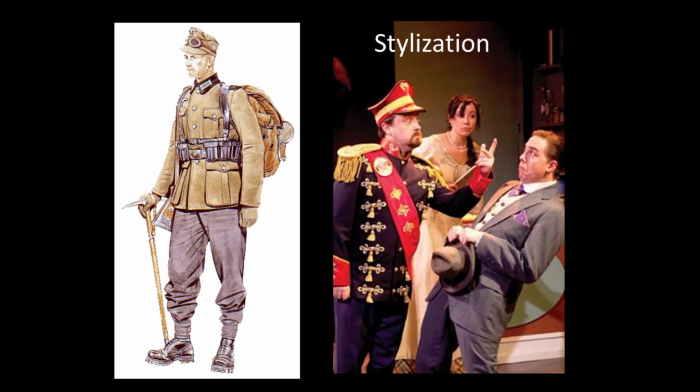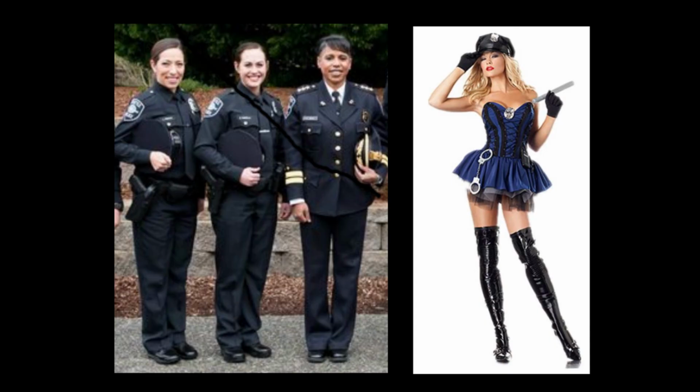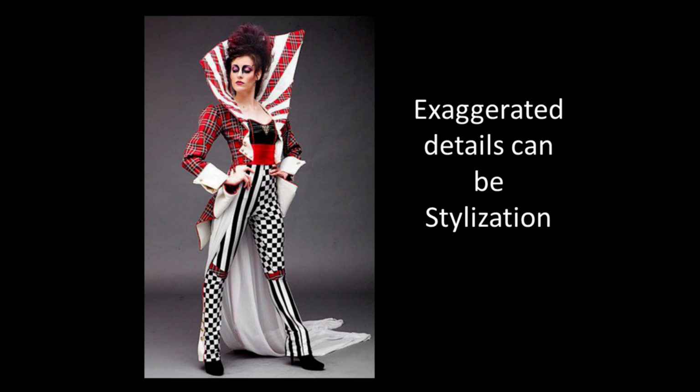Here is another example of stylization. We have a realistic German World War II military uniform on the left versus a stylized uniform costume on the right. Another example of real versus stylized. On the left, you have real women police officers, and on the right, you have a stylized costume version. Stylization can also be a general exaggeration of features. This costume provides a heightened sense of drama through the use of high contrasting colors, patterns, and design details.